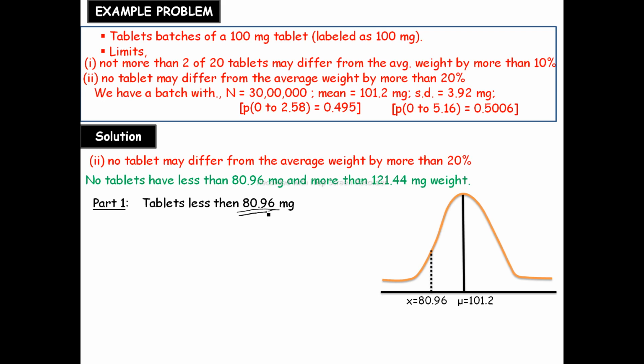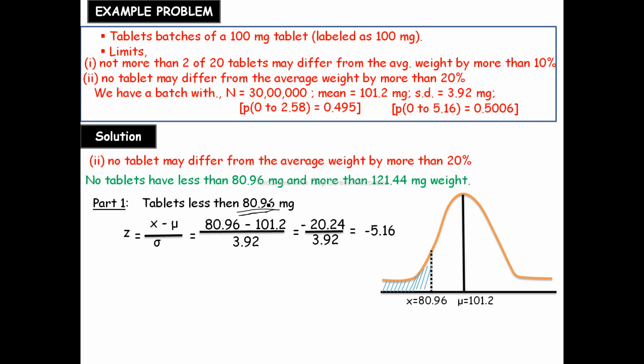And the tablets we expect, less than 80 or more than 80? Yes, it is less than 80, so it is more towards the left hand side. So we need to select an area which is more to the left hand side. Next we will calculate the Z value. X is 80.96 minus mu, and the sigma value you people know. So you got the value as minus 5.16. Minus means it is at the left hand side.